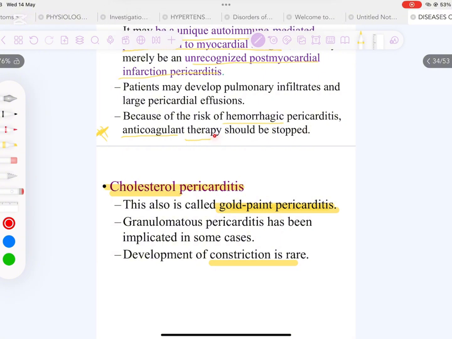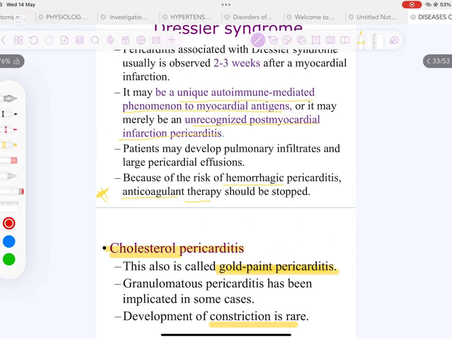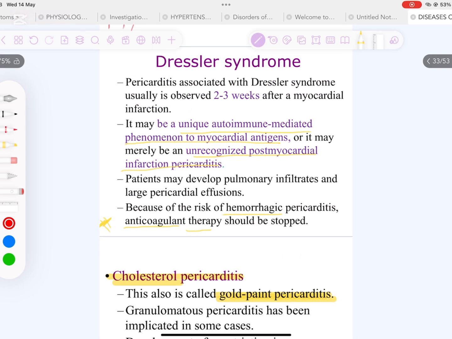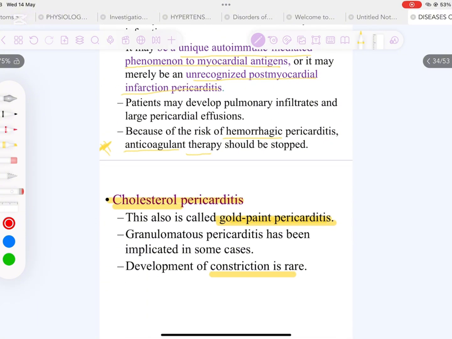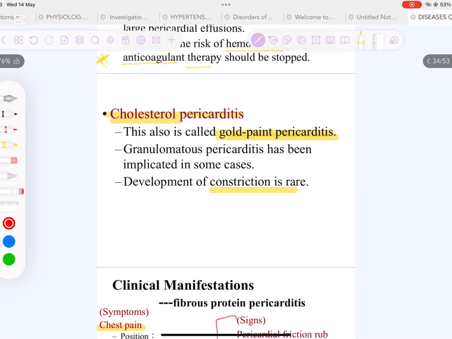Patients may develop pulmonary infiltrates and large pericardial effusions. Because of the risk of hemorrhagic pericarditis, anticoagulant therapy should be stopped. Imagine you're giving an anticoagulant when someone is bleeding. Very bad. Okay, so in Dressler syndrome, they have the chance of developing what? Hemorrhagic pericarditis. So don't give anticoagulant therapy. So we also have cholesterol pericarditis. This is also called gold paint. Cholesterol shines yellow, so let's just say gold paint pericarditis.